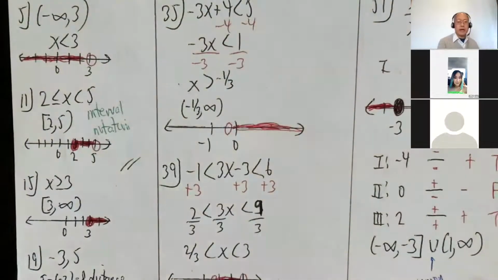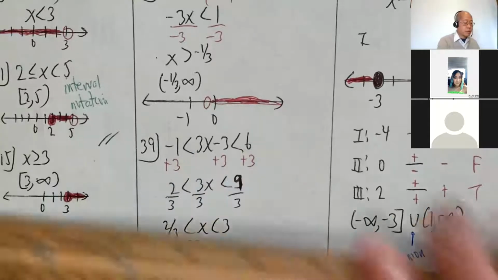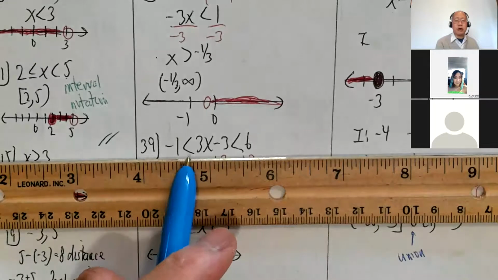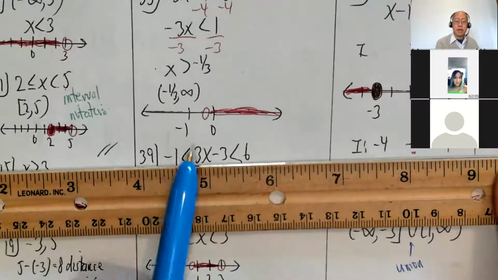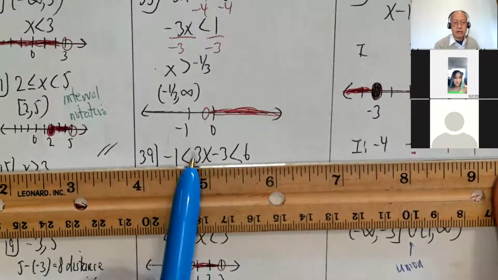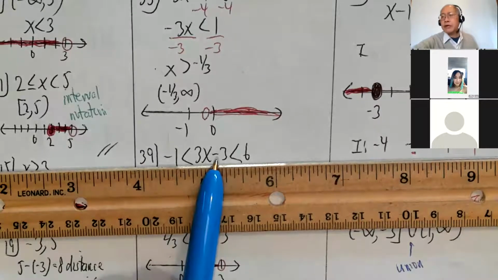Okay, here is a double inequality. That means they give me a sign here and a sign here. 39. So basically, you do the same thing to all three of them. So look at the thing in the middle. How do I isolate the x? Well, I'll get rid of that and get rid of that. So how do I get rid of the -3?